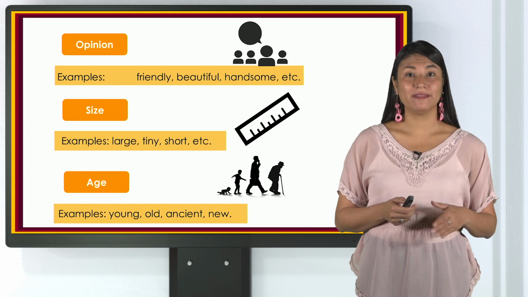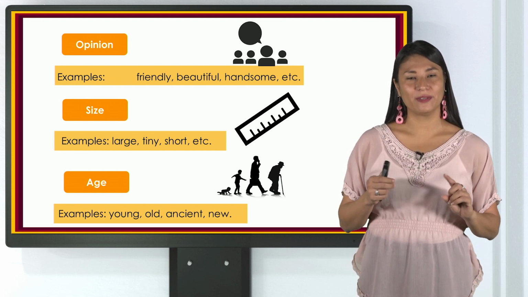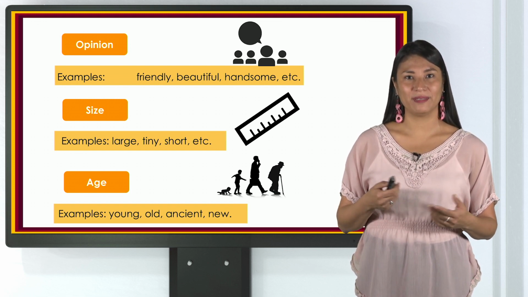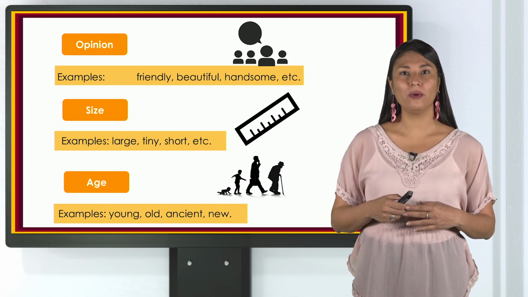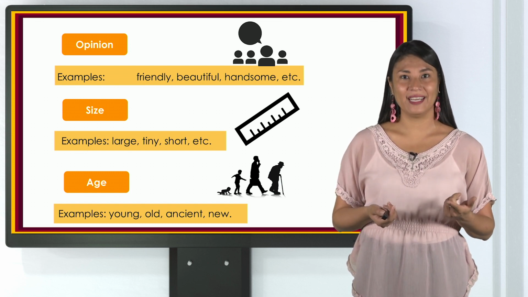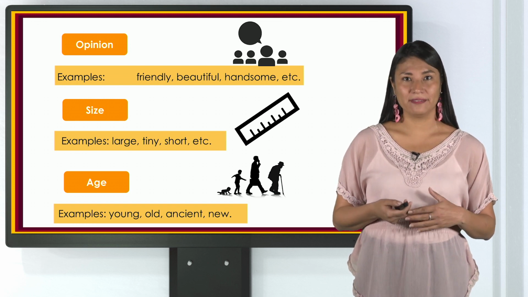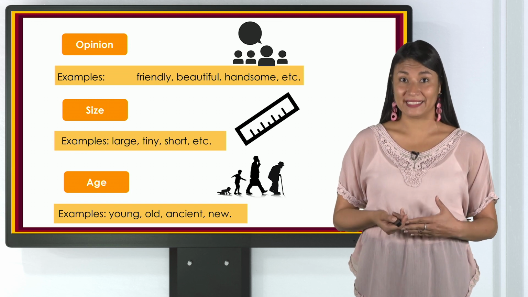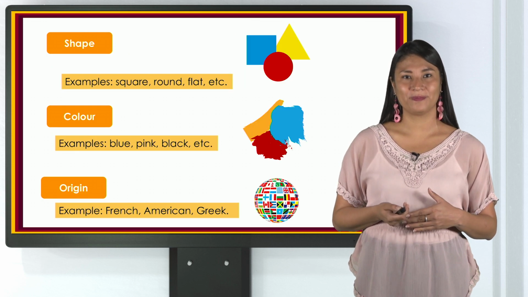An opinion adjective explains what you think about something. Other people may not agree with you. Some examples: friendly, beautiful, handsome, etc. A size adjective, of course, tells you how big or small something is. Examples: large, tiny, short, etc. And an age adjective tells how young or old something or someone is. Examples: young, old, ancient, and new.